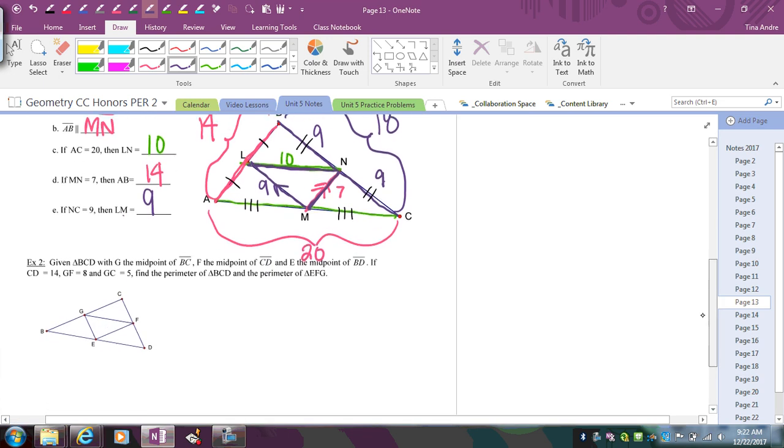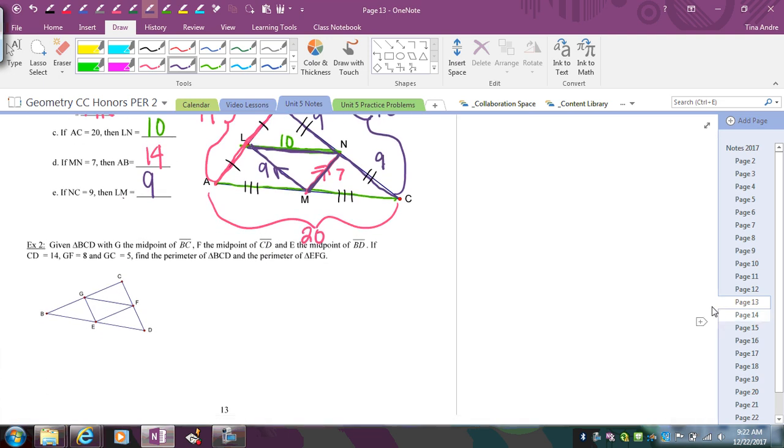And then this next question is a common question that I've seen come up a lot, where you have a picture like this with some mid-segments. It tells you that you have midpoints. You have to be told that you have midpoints in order to say that these are mid-segments. So we can say that all these are mid-segments. I know that I have all these congruent parts because it told me that G, F, and E were all midpoints. And then it gives me some numbers.